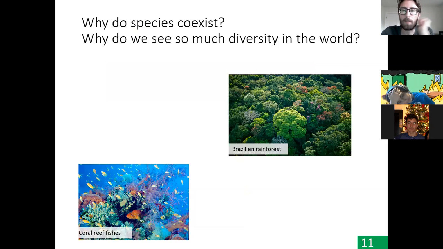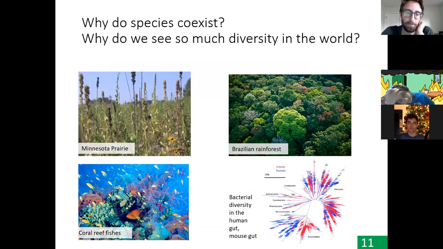So here I'm showing trees in the Brazilian rainforest, fishes on the coral reef, plants in an open grassland prairie system, and then bacteria in the gut of humans and mice. All of these species likely have similar sorts of resource requirements and are living in the same place at the same time. So why do we see so much diversity? Why isn't there a competitive exclusion taking place, causing one species to be dominant in these different landscapes?